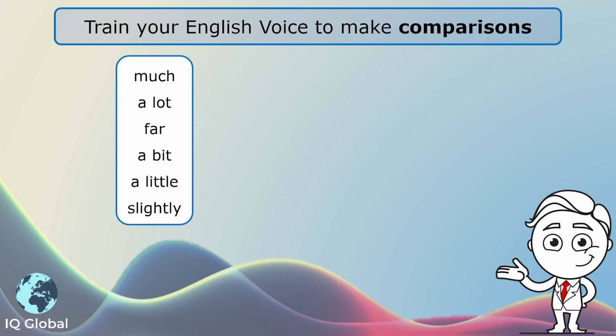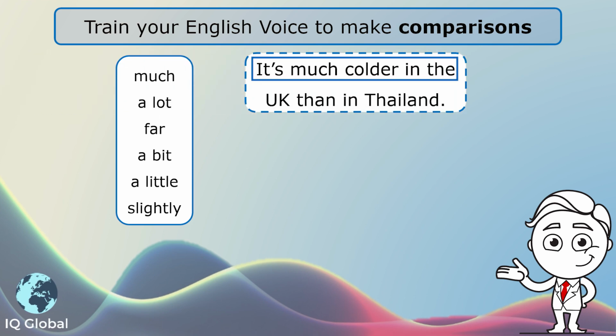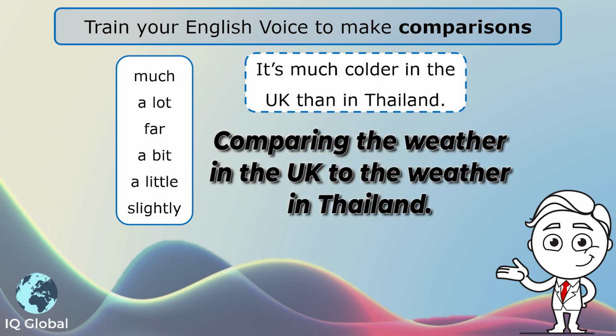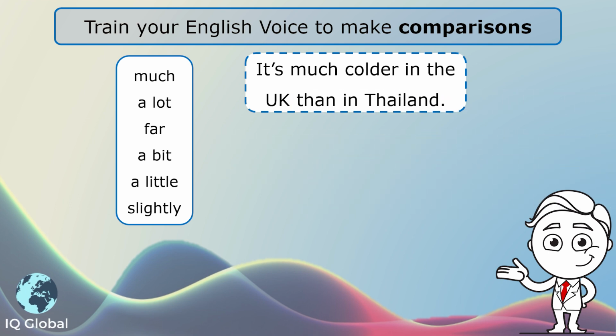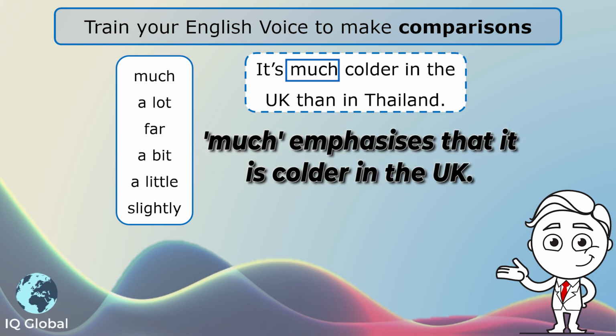So have a look at sentence 1. It's much colder in the UK than in Thailand. So here we are comparing the weather in the UK to the weather in Thailand. The word than tells us that it is a comparison. But instead of just saying it's colder in the UK than in Thailand, I want to put more emphasis in this sentence. So I use the word much to emphasize that it is colder.